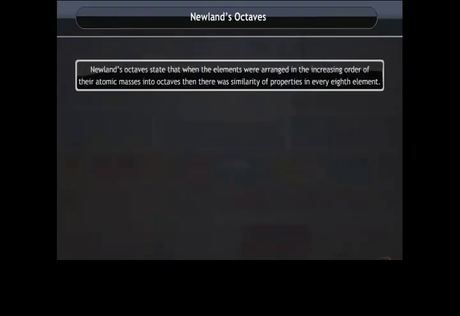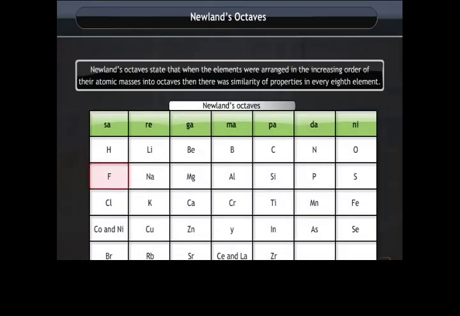Newlands' octaves. The law states that when the elements are arranged in the increasing order of their atomic masses into octaves, then there is a similarity of properties in every eighth element. For example, fluorine, which is the eighth element, and hydrogen, which is the first element, have similar chemical properties. Sodium is the eighth element and lithium is the first element, and they have similar chemical properties.